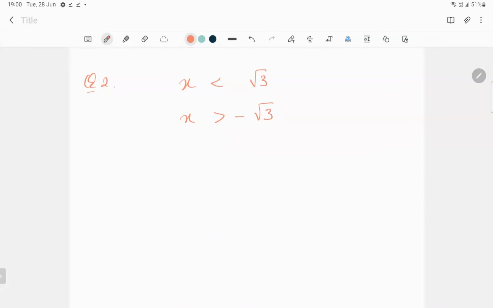Can you draw the number line for this and write it in intervals? Yes, write in intervals. See, if you can draw the number line, it will be easier for you to write in intervals.